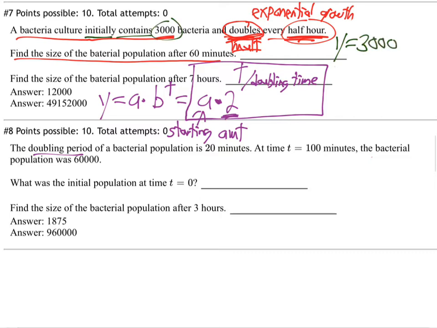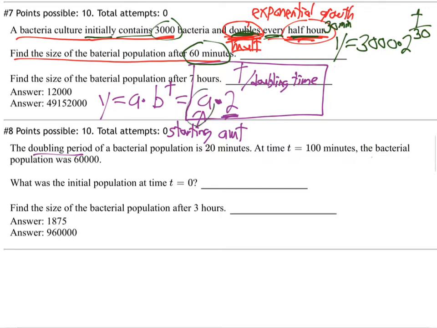So our A is 3,000 times 2 to the t divided by, and what is the time? It doubles every half an hour. Now we want to go to minutes. Why? Because down here they're going to mention minutes. Really, you could do it all in hours, or you could do it all in minutes. It doesn't matter. I'm just going to go to minutes. So half an hour will be 30 minutes. I'm going to change that to 30 minutes. So do you see what I did there?